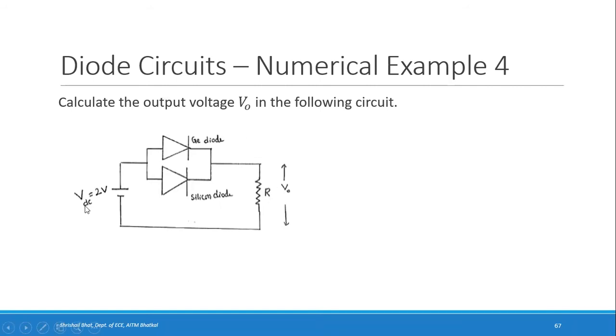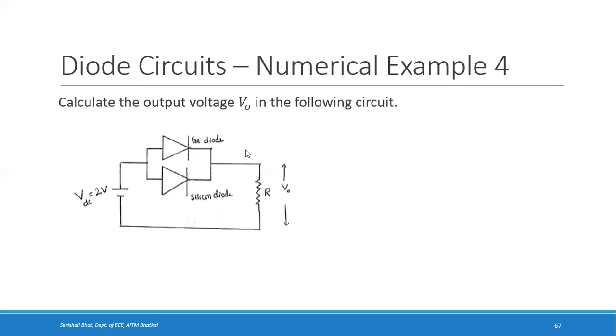The input is given as VDC, that is 2 volts. And you can see there are two diodes in parallel. One is the germanium diode, one is the silicon diode. Can you tell me whether they are forward biased or reverse biased at least? Or tell me which diode is forward biased and which is reverse biased? Both are forward biased. Both the diodes are forward biased. Positive of the battery is connected to P side of both.